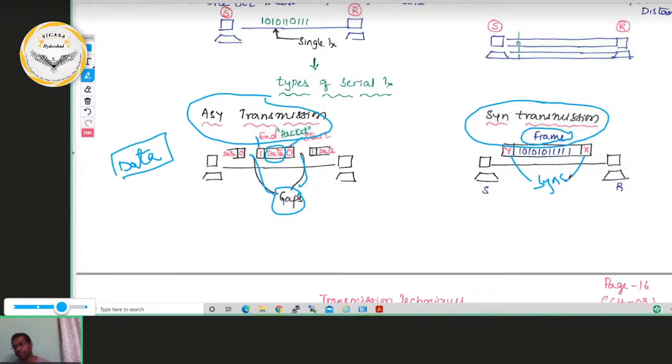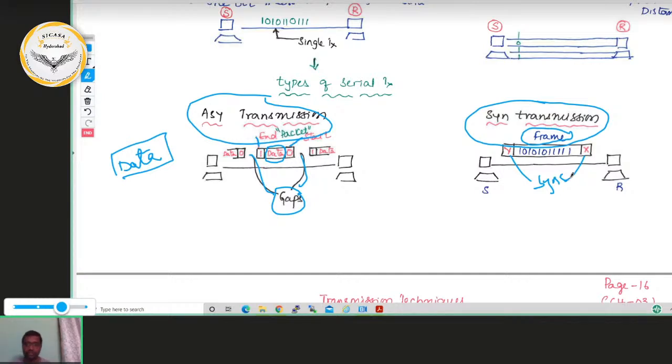Why do we require X? If the receiver receives X, it understands it is the starting of the data, and if it receives Y, it understands it as the ending of the data. So this is how the transmission happens. This is called synchronous transmission, where instead of dividing the data into packets, the entire data will be transmitted in a single frame.